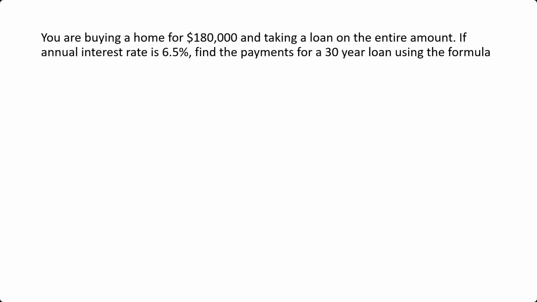You're buying a home for $180,000 and take a loan for the entire amount. If annual interest rate is 6.5%, find the payments for a 30-year loan using the formula. So the formula will be given. L is the amount of the loan. So in this case, 180,000. R is the rate as a decimal. So divided by 100. And Y is the number of years. Most loans are 30 for a house or 15.